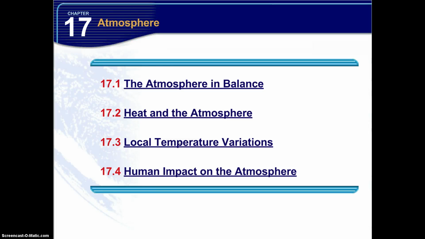Okay, we're going to begin chapter 17. There are 4 sections in chapter 17. 17.1, which is what this video segment will be about, the atmosphere and balance. Subsequent videos will be 17.2, heat and the atmosphere, 17.3, local temperature and variations, 17.4, human impact on the atmosphere.